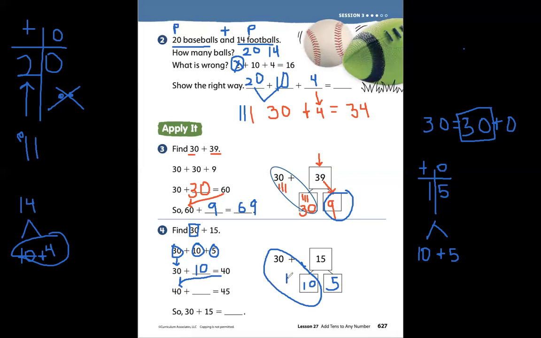Now I'm going to bring down the 40, and I'm not done. I added these two parts together right here, and I need to add 5 more. 40 plus 5 equals what? 45. So 30 plus 15 equals what? 45.